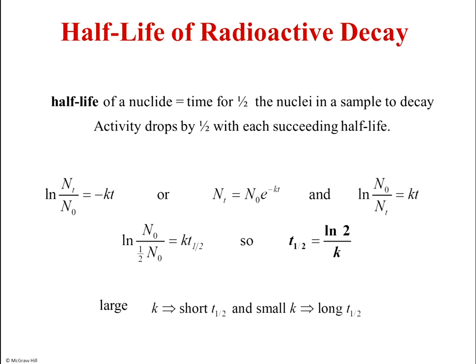So our half-life is the time for half the nuclei in a sample to decay away. The activity will drop by 1/2 with each succeeding half-life. So here we have the natural log of N_t over N_0 is equal to minus kt. That's the integrated rate expression for a first order process. We could rearrange that a variety of different ways, but in the end, the half-life is natural log of 2 divided by k. Therefore, if we have a large value for k, our rate constant or our activity, we have a short half-life. Small rate constant, long half-life.